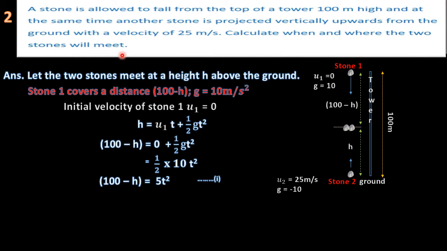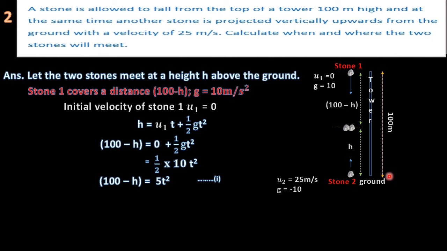So children, let us assume that according to the question, a stone is falling down, at the same time a stone is projected upwards. So let us assume that the two stones are meeting at a height h from the ground. If stone 2 is covering a distance h upward, that means stone 1 covers a distance of 100 minus h. Why? Because the height of the tower is 100 meters. Hope you understand. So let us now try to solve.